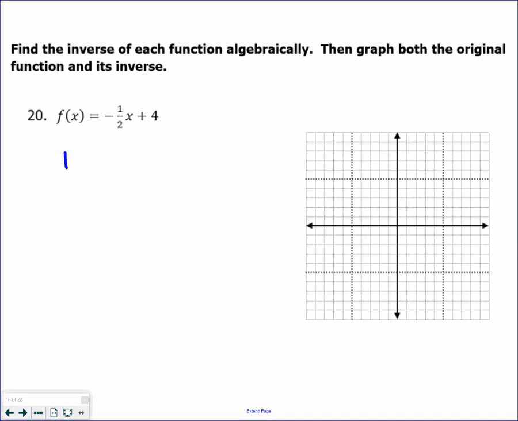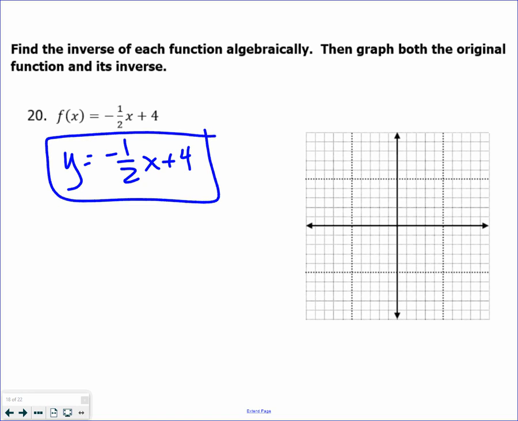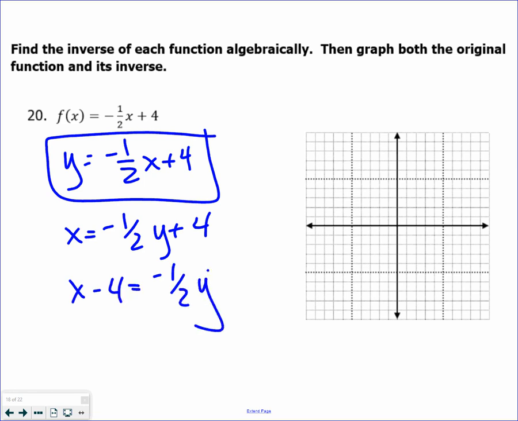Same question. Here's the original question. I always like to box in the original question so I know I'm supposed to graph that. And then I write the inverse. I'm going to solve the inverse for y. Now I need to multiply everything in this equation by -2 in order to get rid of the fraction. So I get -2x plus 8 equals y.